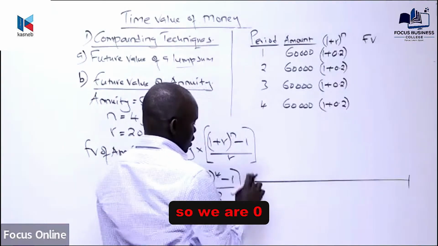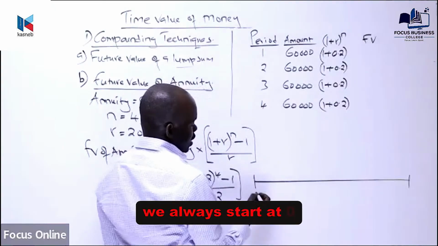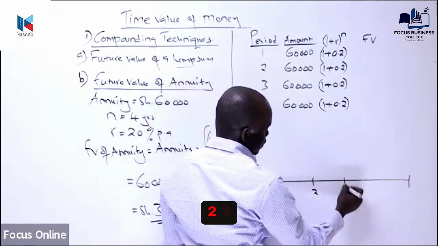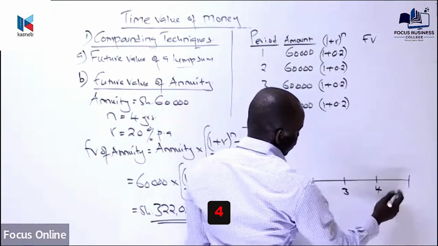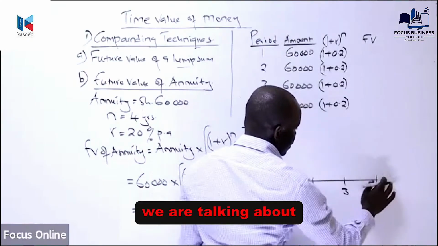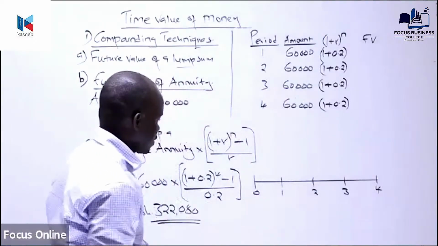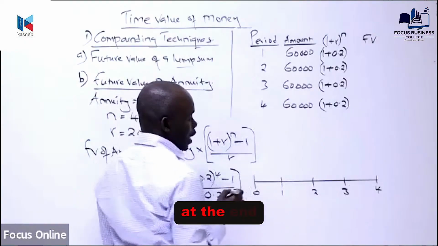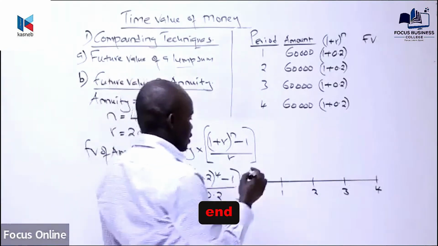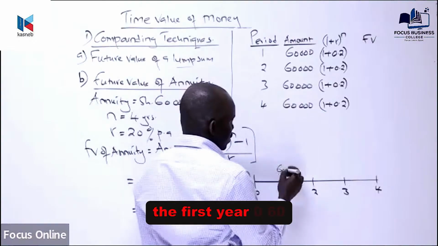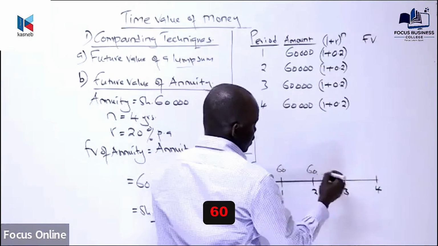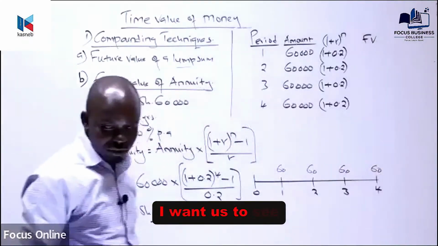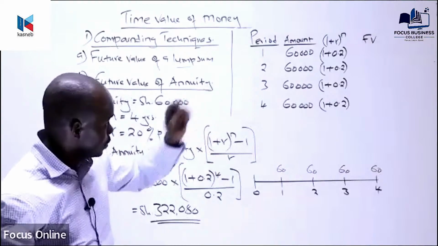So we always start at 0. 0 means now, 1, 2, 3, 4. We're talking about 4 years. So here we are investing at the end. So at the end of the first year, 0, 60, 60, 60, 60. I want us to put n.